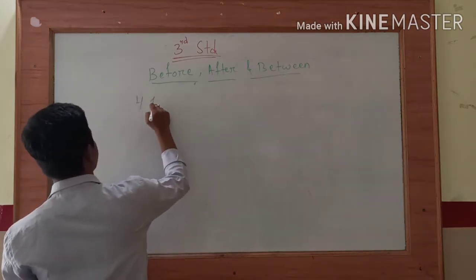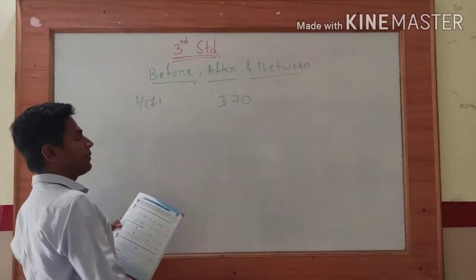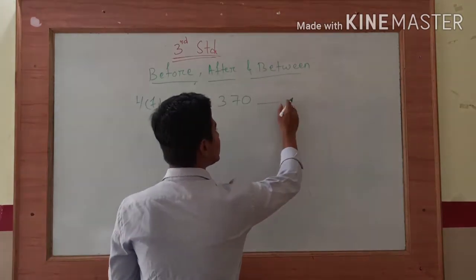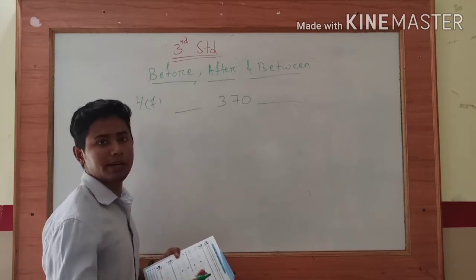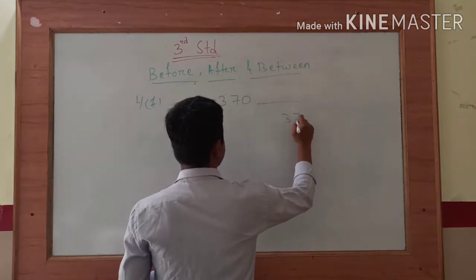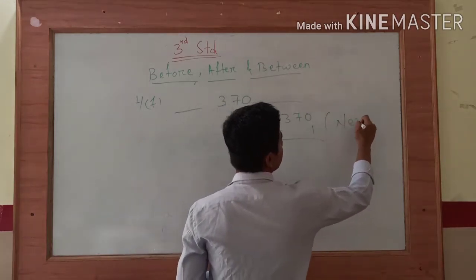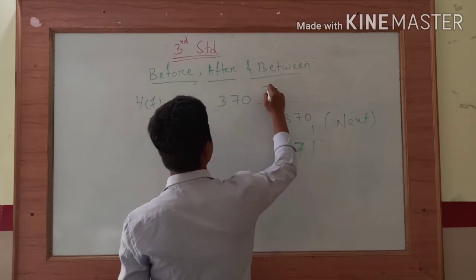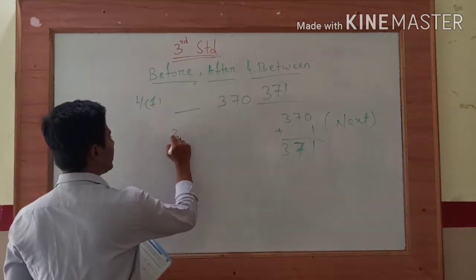Question number 1 F. You should write the number properly. 370 is given. You should find the predecessor, the back number, and the successor, the next number. So how can you find the next number? After 370, 371. You can simply write it. Otherwise, if you don't find it, take 370 plus 1 for the next number. Then we get 0 plus 1, 371 for the next number.